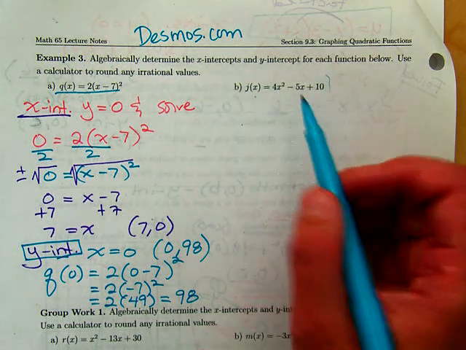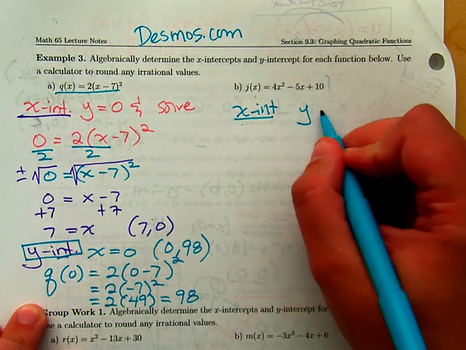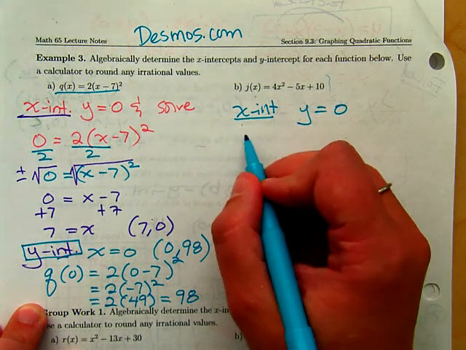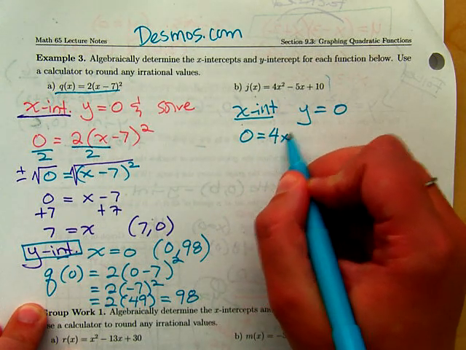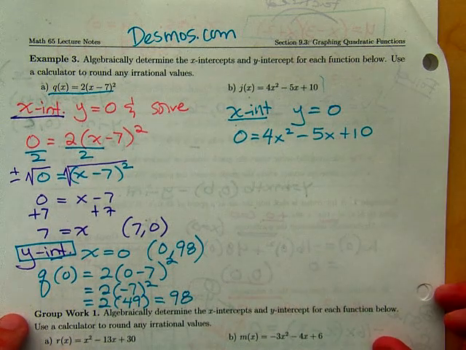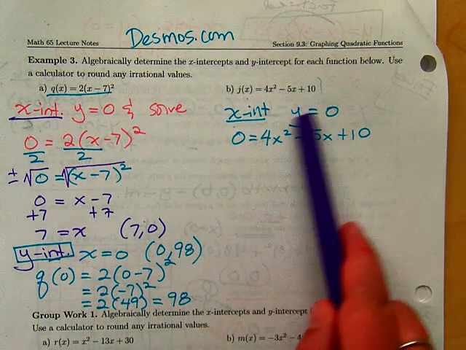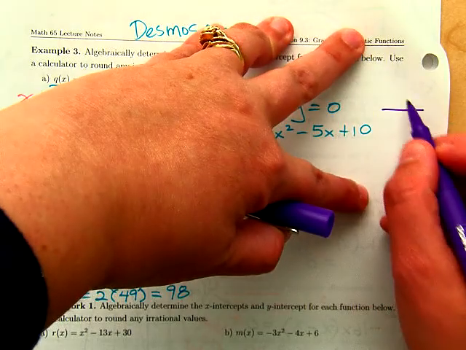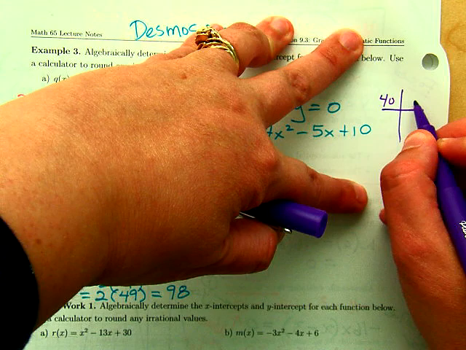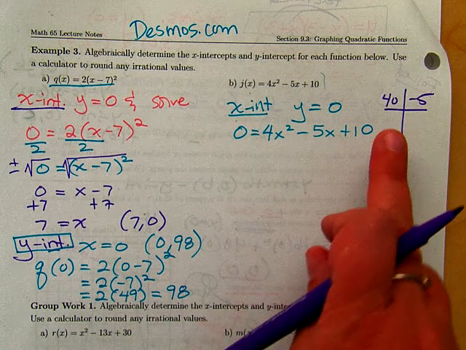Okay, what about here? Let's do the x-intercept first. X-intercept, set y equal to 0. 0 equals 4x squared minus 5x plus 10. Oh, Lord, we need to try to factor it. But if we can't factor it, what other thing could we use? If I wanted to use the AC method, it's going to be 40 that has a sum of negative 5. I highly doubt we're going to find two factors that multiply to 40 that add to negative 5.